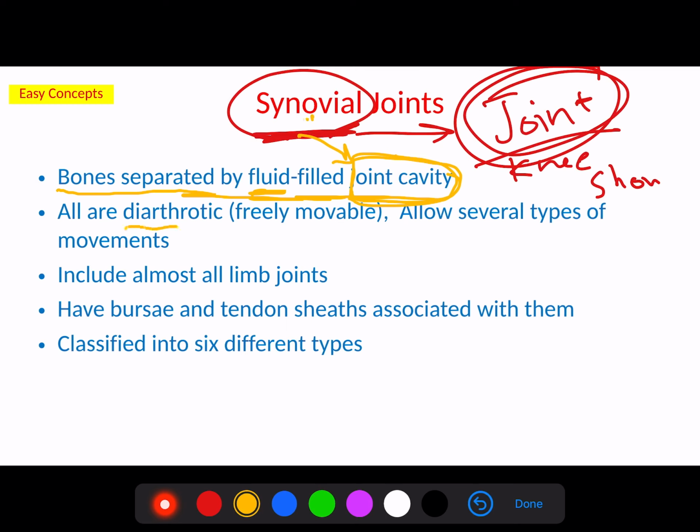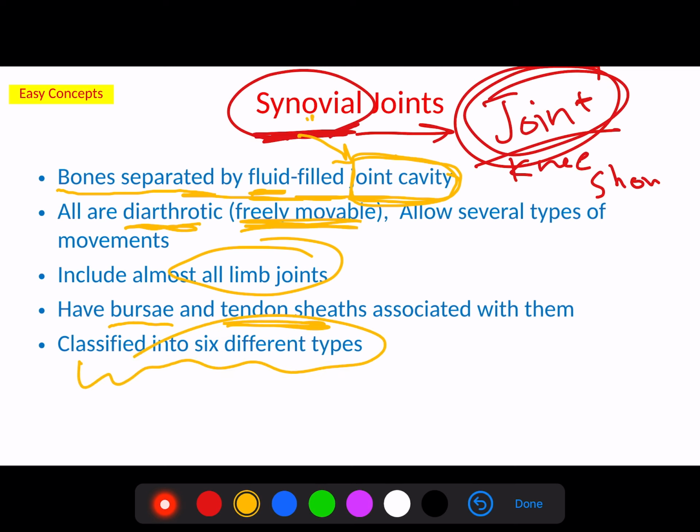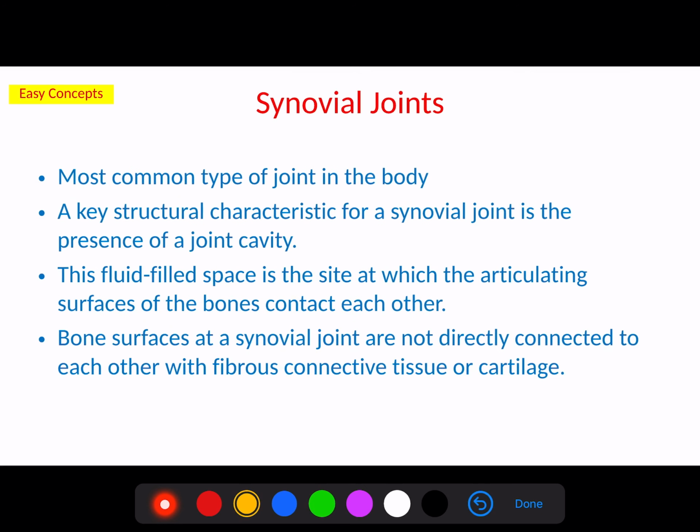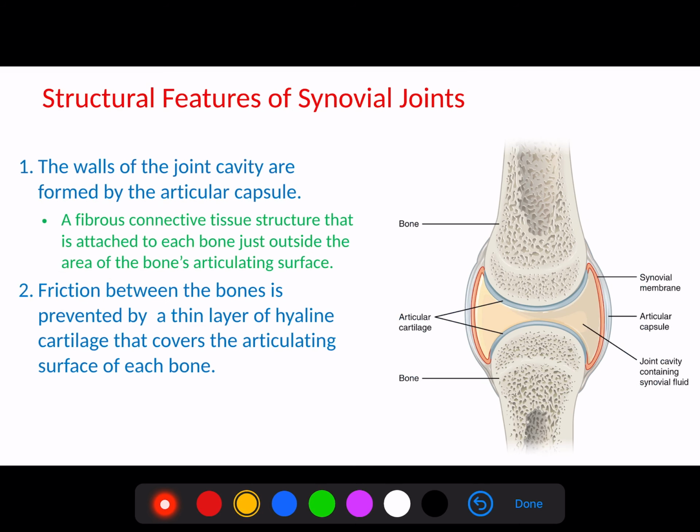All of these joints are diarthrotic, which means that they are freely movable and allow a wide range of movement. So we are talking about all the limb joints, and in addition to that, they have bursa and tendon sheath, which we are going to talk about. And these are classified into 6 different types of joints. Now, there are a few things that we can see in all of the synovial joints. These are the structural features of these joints.